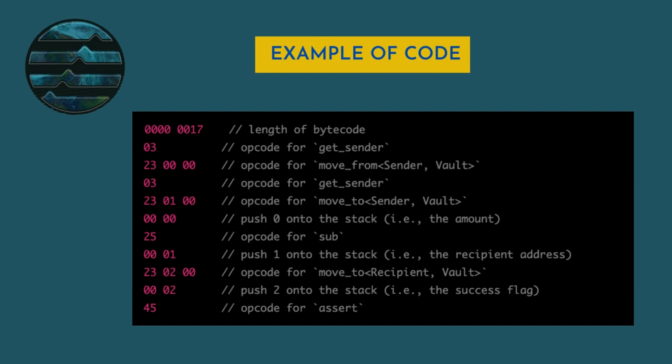The 10th line, 0002, pushes a success flag onto the operand stack, i.e., 1 for success, 0 for failure. The final line, 45, represents the assert instruction, which checks that the success flag is equal to 1. If it is not, the transaction is reverted and any changes made to the blockchain are rolled back.